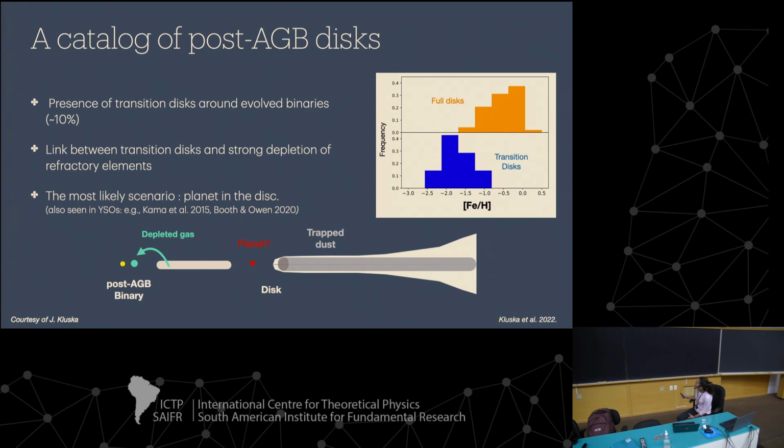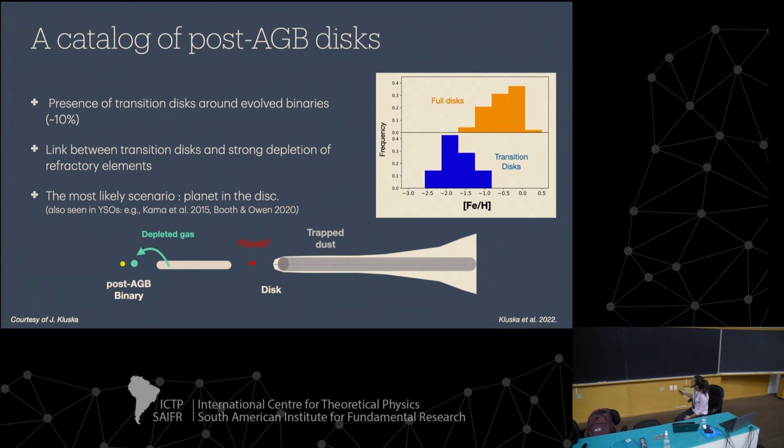So we have the inner cavity, which is just gas. We cannot see gas, and that's why we detect a decrease in the flux, as in the image before. So there is the planet that is trapping the dust, trapping the refractory in the outer disk. And this dust, the refractory, is not able to get to this area and then accrete on the star. So if I observe the star and I don't see the metals in here, I have a very low metallicity.